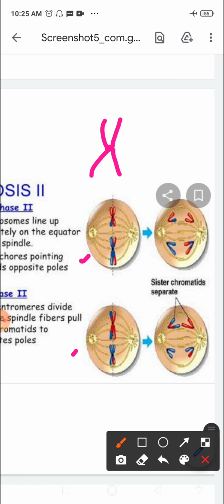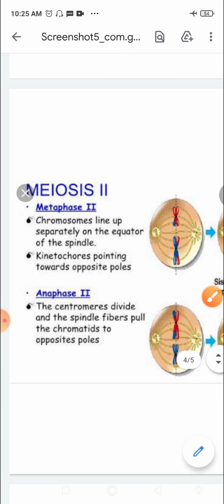The progression of meiosis in vertebrate oocytes stops at the metaphase 2 stage, right? But what you need to know is that the chromosomes align at the equator, and the microtubules from opposite poles of the spindle fiber get attached to the kinetochores, that is these structures over here, right? So that is metaphase 2, and you can see here very nicely they've mentioned chromosomes line up separately on the equator of the spindle and kinetochores pointing towards the opposite poles, right?